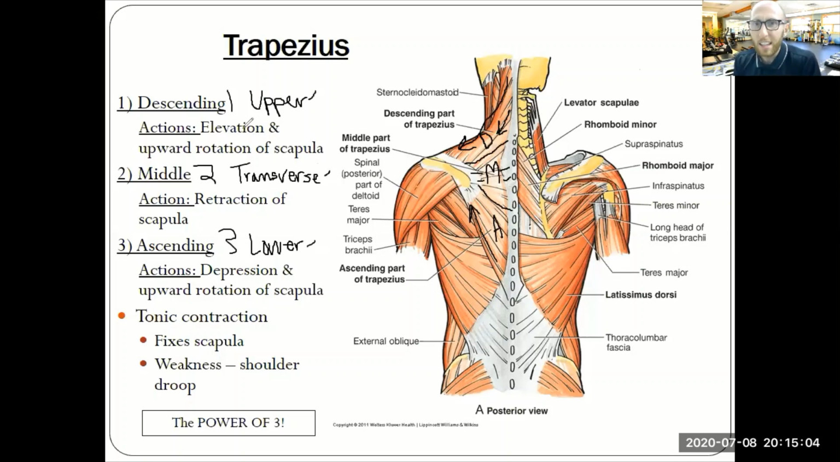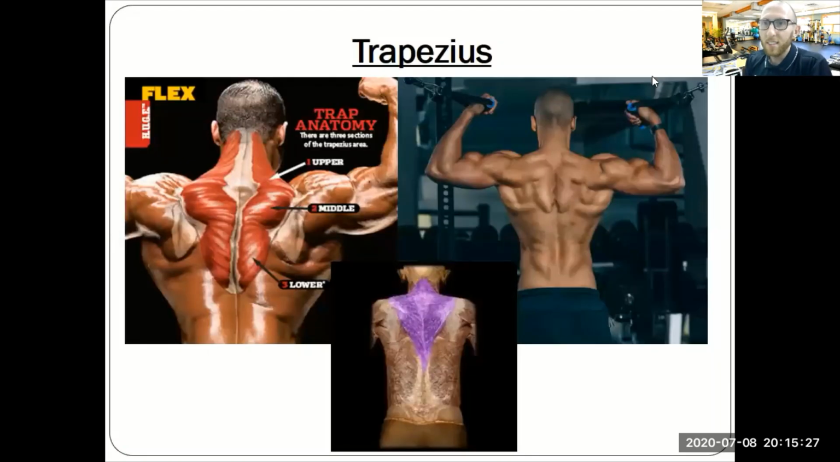Just a quick look at their actions. They pretty much all have different actions, so you could kind of think of them as 3 different muscles, even though it's one giant muscle. But let's break these down individually. Before we do that, let's look at the surface anatomy. A lot of surface anatomy pictures are of weightlifters and bodybuilders, so you can really see the muscles prominently stick out of the body. Here you can see it.